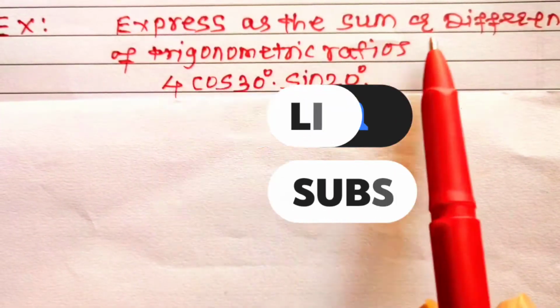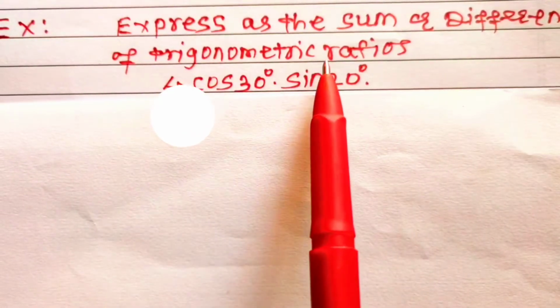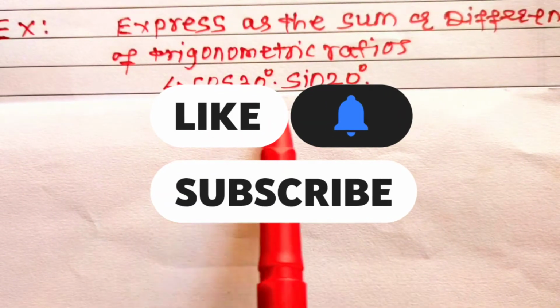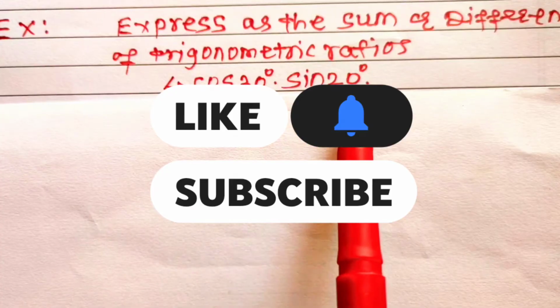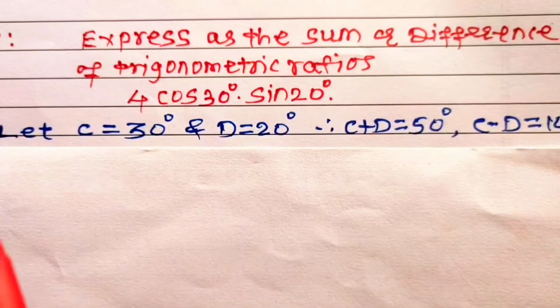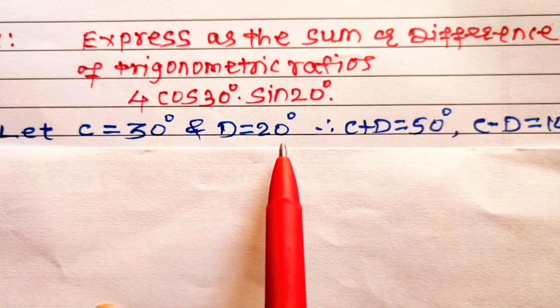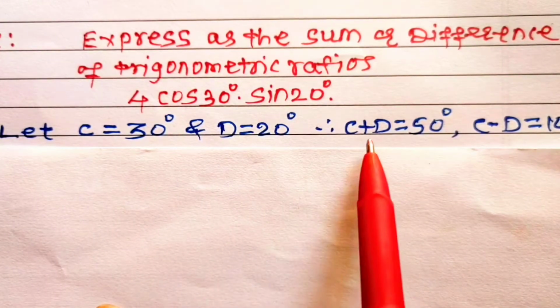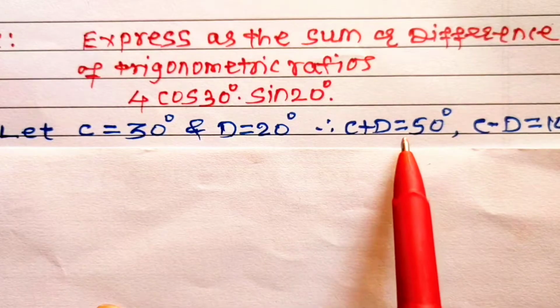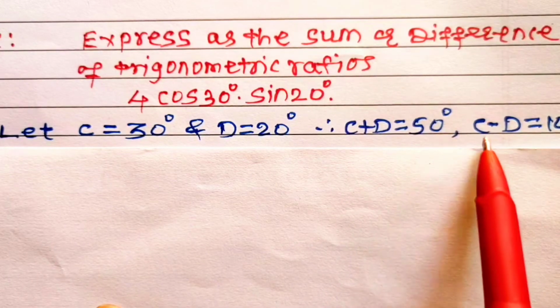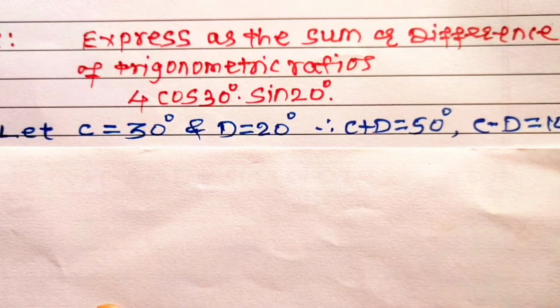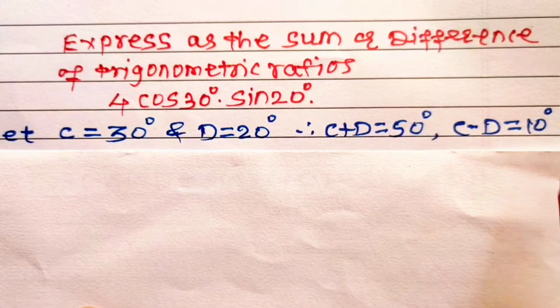Express as the sum or difference of trigonometric ratios: 4 times cos 30 degree into sin 20 degree. Let us solve this sum. To solve this sum, let C is equal to 30 degree and D is equal to 20 degree. Hence, C plus D is equal to 30 plus 20, 50 degree. And C minus D is equal to 30 minus 20, 10 degree.